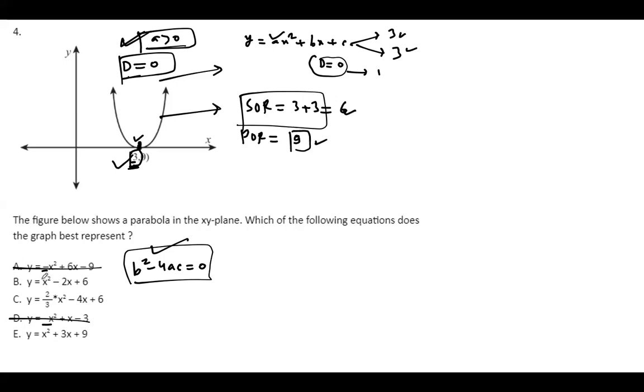Where is the sum of roots 6? Is it 6 here? No. Is it 6 here? No. Here it's 6. How is the sum of roots 6? Sum of roots is minus b by a. What is b?